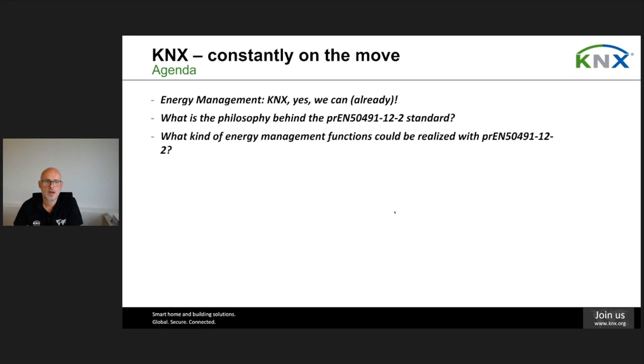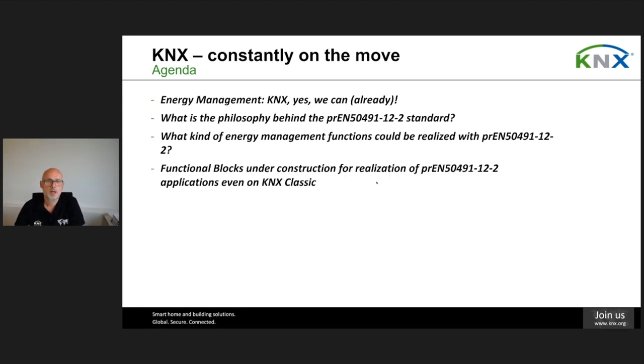Then next thing, I will answer the question, what kind of energy management functions could be realized with prEN50491-12-2. I will explain you the 5 different so-called control functions that exist in this standard. I will inform you about the fact that KNX is currently designing functional blocks for the realization of this standard even on KNX Classic.